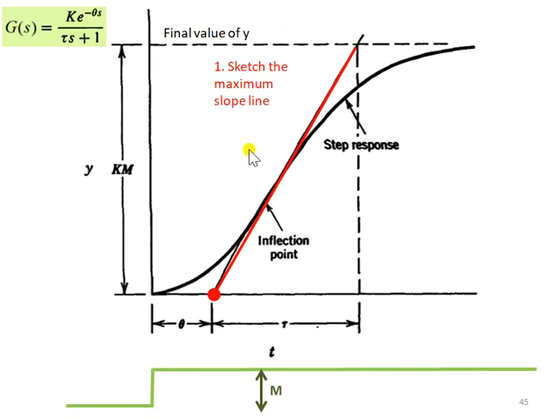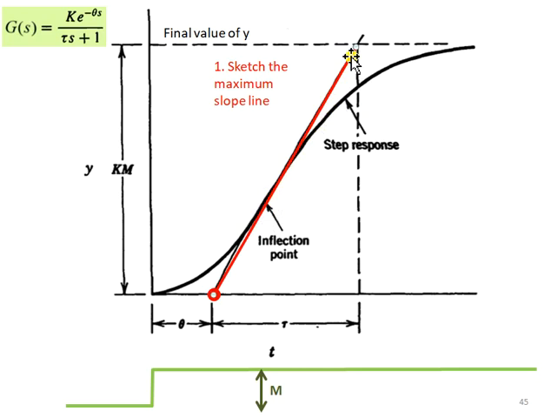The first step is to sketch the maximum slope line. The red line shows the maximum slope line that can be estimated from this reaction curve. So we can see the inflection point is estimated somewhere here.